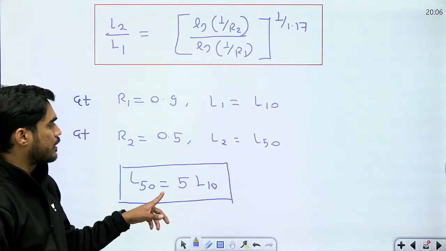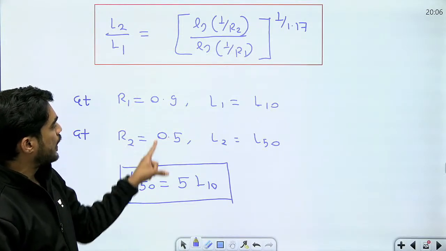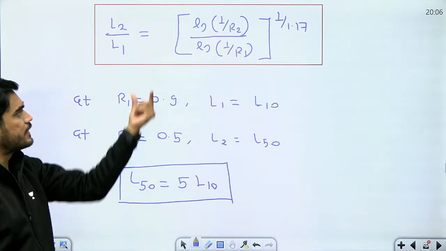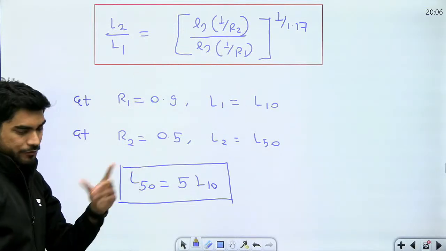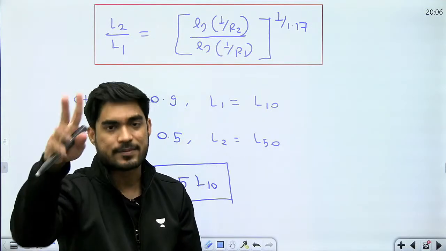You will get this relation from here. If you put R1 and R2 as 0.9 and 0.5, and L1 and L2 as L10 and L50, then you will get this relation from this equation: L50 equals 5 times L10. If you want, you can check it out.